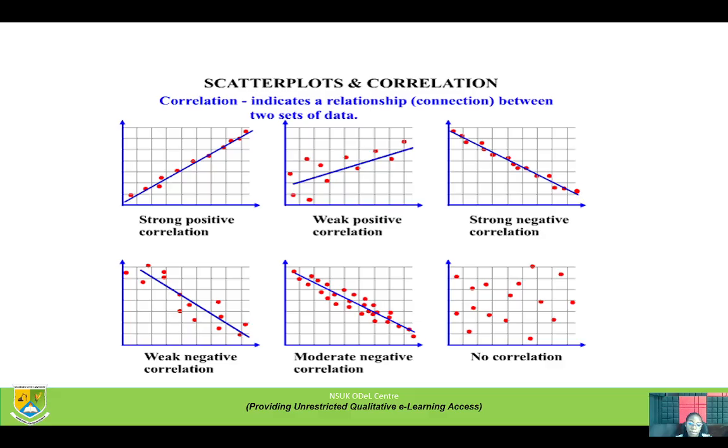Plot 5 represents a moderately negative correlation, while plot 6 shows no correlation at all. As you can see, the points are all scattered all around the plot without a specific direction.